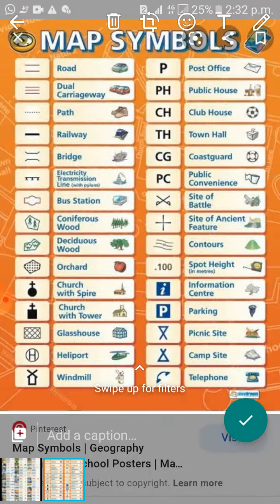These symbols are very important for geography, and they make the map easy to read. So you can also see these symbols in your book and understand them. Okay, thanks.